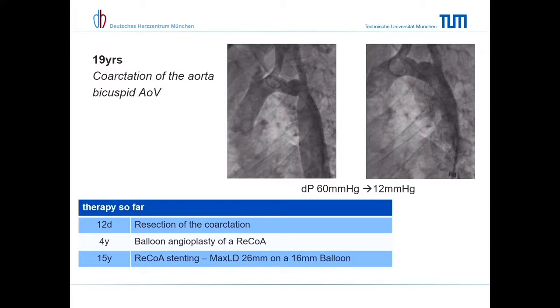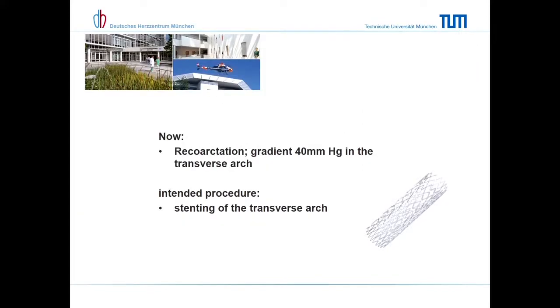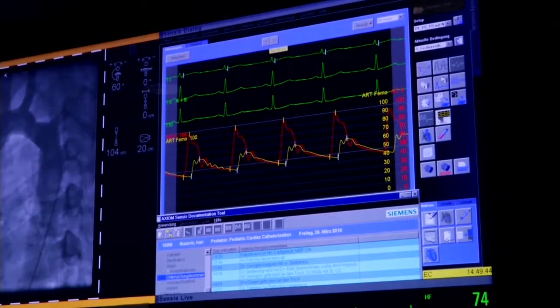And now, next slide please. Now we have the patient here with a gradient of 40 millimeters across the transverse arch. So our plan would be to stent this transverse arch. So we have a look at the pressure measurements. We see a simultaneous pressure measurement in the ascending aorta and in the femoral artery. And you see there is a gradient of about 35 to 40 millimeters of mercury under sedation.